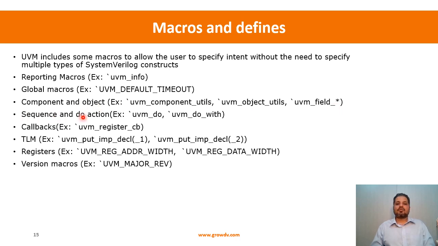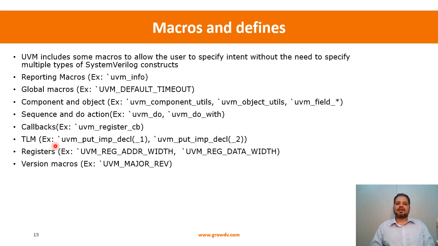And then we have sequence and do_action macros. We looked at some of these when we were building the different types of sequences. And then we have callbacks. We have not discussed this. Callback is a mechanism through which you can register a particular function, and at that point that registered function can be called back from the UVM. This is one of the advanced features.